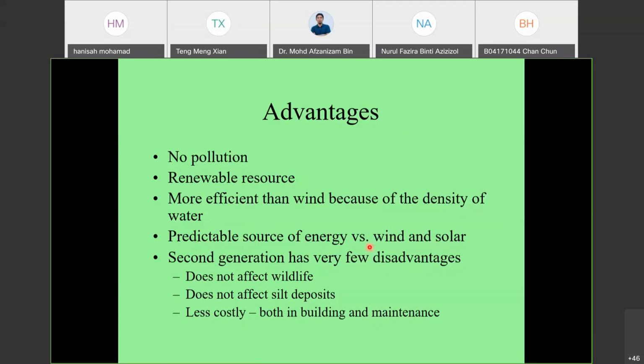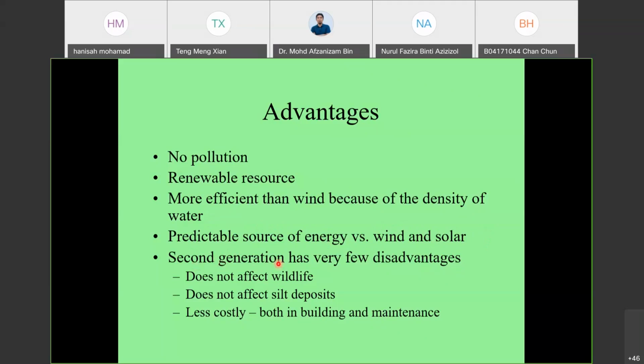Predictable source of energy compared to the wind and solar, because you have at all times the source of the wave or the ocean, compared to the wind and solar, which depend on the latitude and the geographical condition.